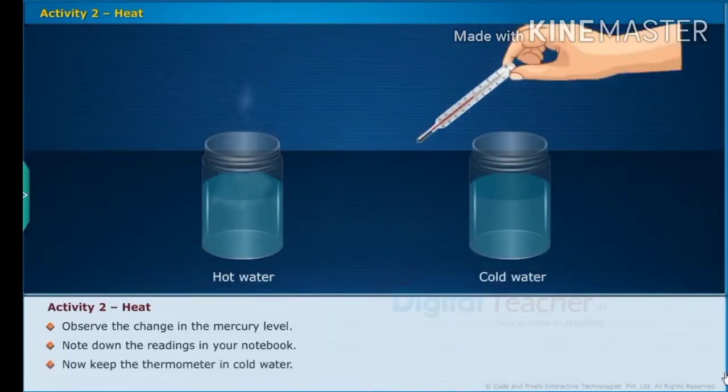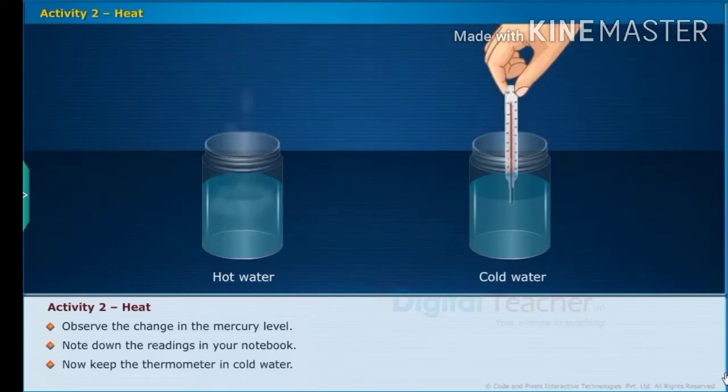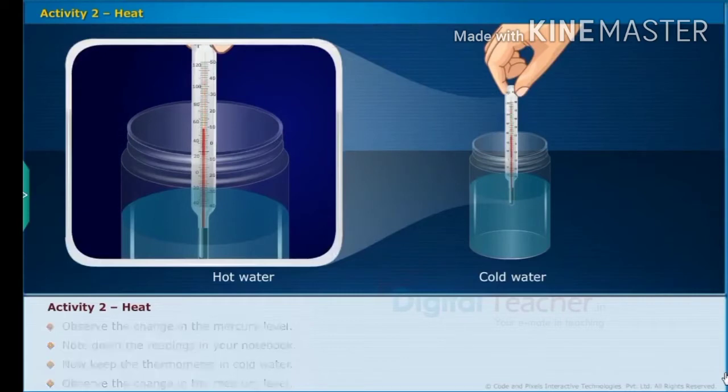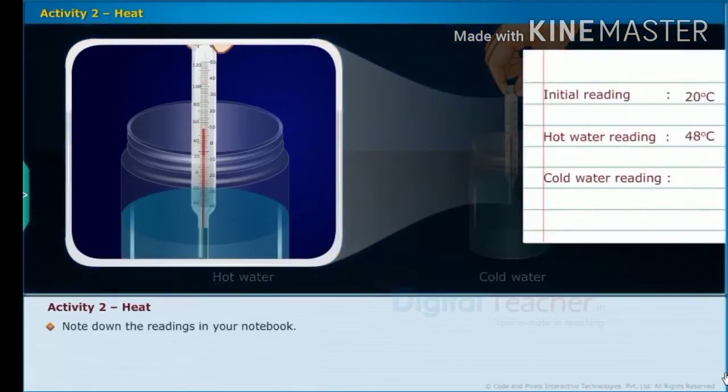Now keep the thermometer in cold water. Observe the change in the mercury level. Note down the readings in your book.